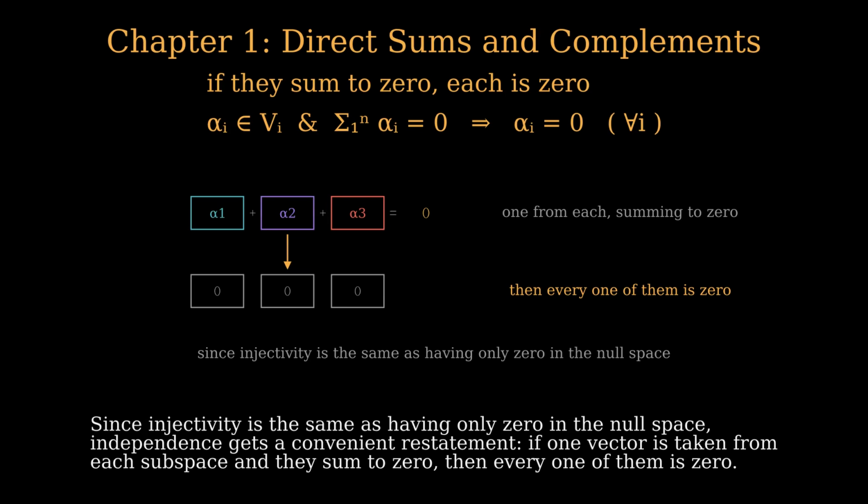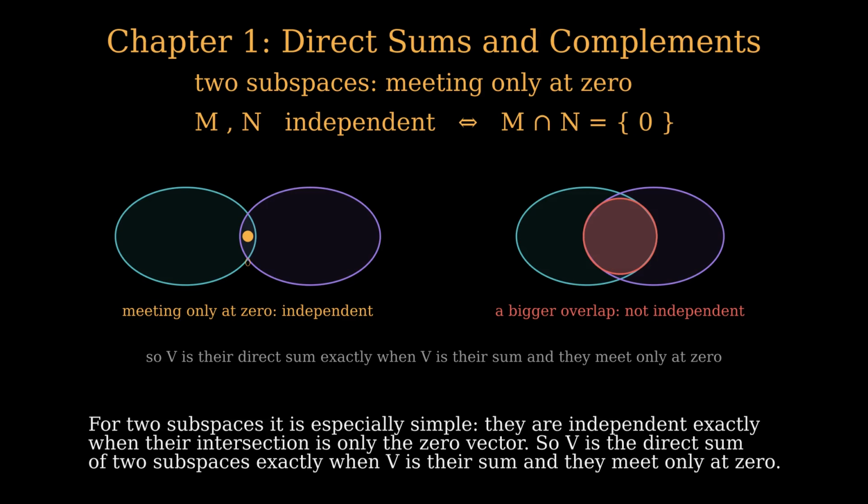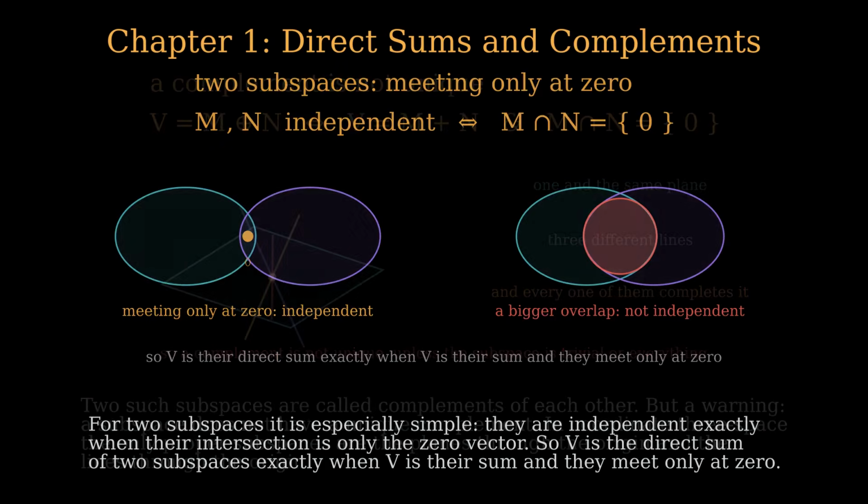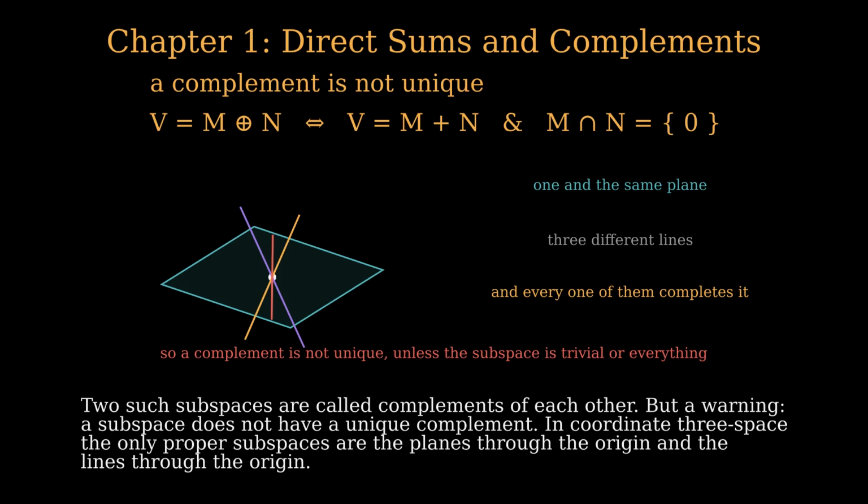Since injectivity is the same as having only zero in the null space, independence gets a convenient restatement. If one vector is taken from each subspace and they sum to zero, then every one of them is zero. For two subspaces, it is especially simple. They are independent exactly when their intersection is only the zero vector. So V is the direct sum of two subspaces exactly when V is their sum and they meet only at zero. Two such subspaces are called complements of each other.